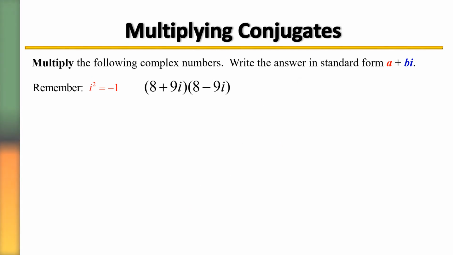We know they're conjugates because the only difference between the two binomials is their difference in sign. So recall you only have to do the F and the L, so multiplying first, 8 times 8 is 64. Multiplying last, 9i times negative 9i equals negative 81i squared.